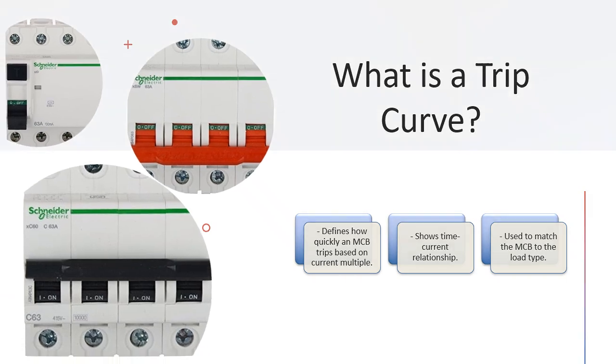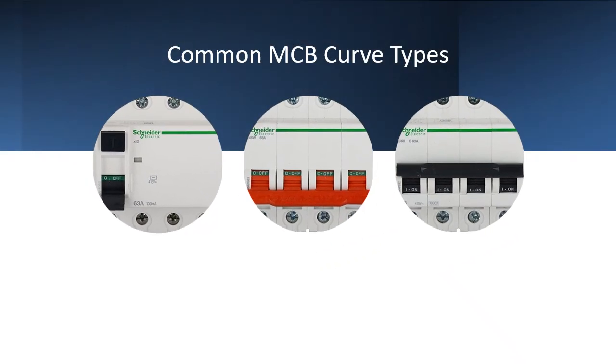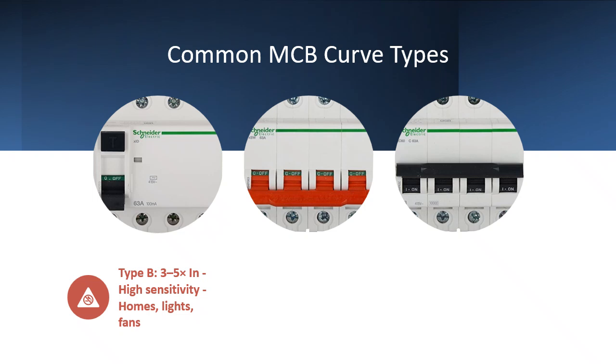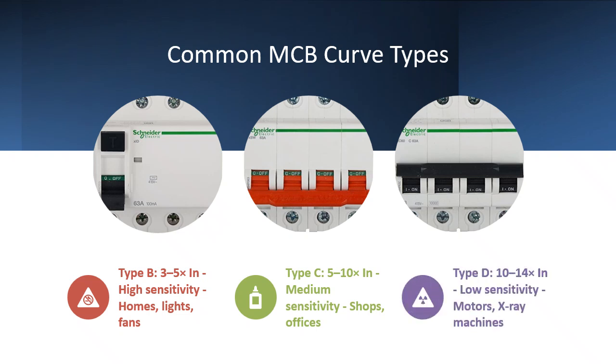Common MCB curve types. Let's start with the most commonly used curves. Type B MCBs trip at 3 to 5 times the rated current and are ideal for homes. Type C MCBs trip at 5 to 10 times the rated current and are suited for commercial setups with fluorescent lights and small motors. Type D MCBs handle even higher inrush current, up to 14 times, and are used for heavy-duty industrial equipment.